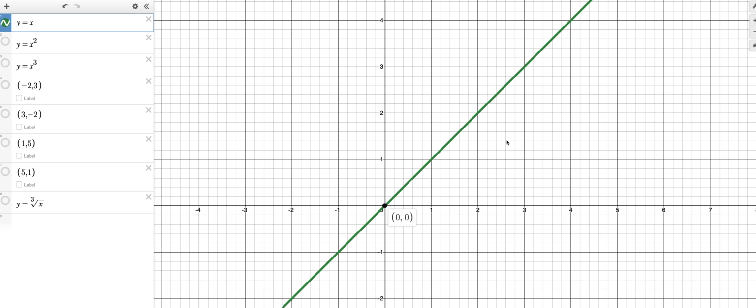Okay, so the graph of this is y equals x. We all know that's a line through the origin with slope 1. And we're going to see this is important actually for one-to-one functions. Now, here's our question here. Is this a one-to-one function?